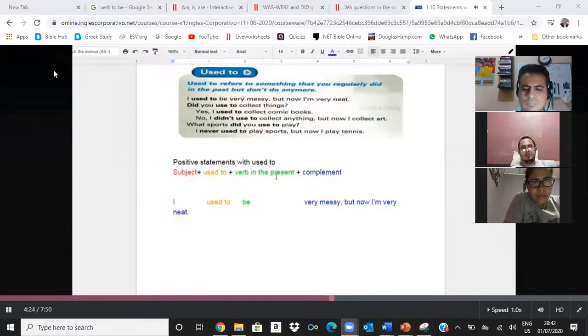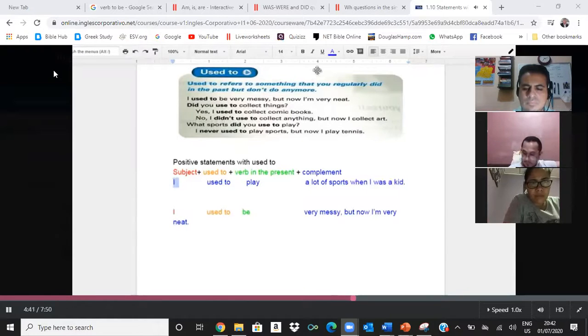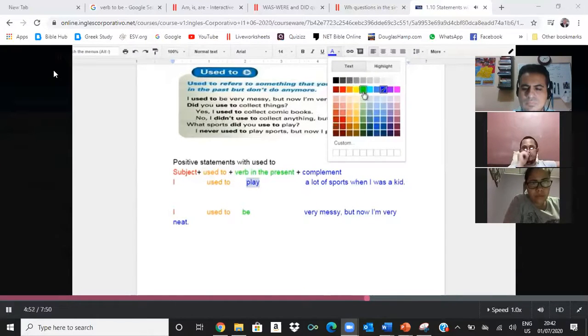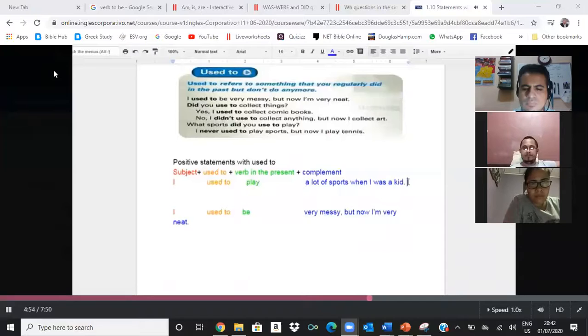And so now let's try to make a couple of more examples. I'm going to mention some of my own. I used to play a lot of sports when I was a kid. And well, we follow the structure. We have a subject, then this follows used to. Then we have the verb in the present tense, and then we have some sort of complement at the end.